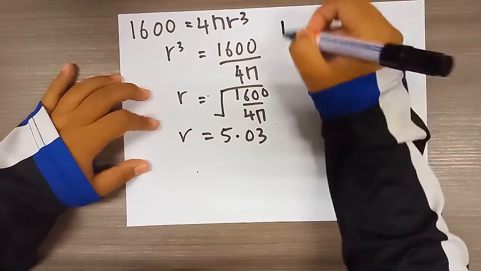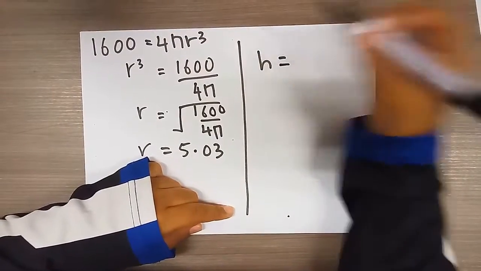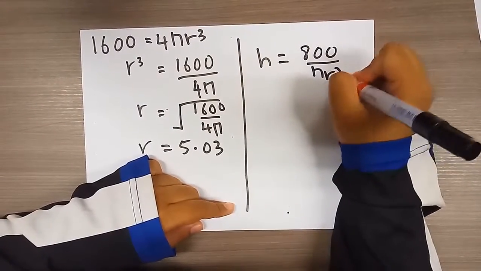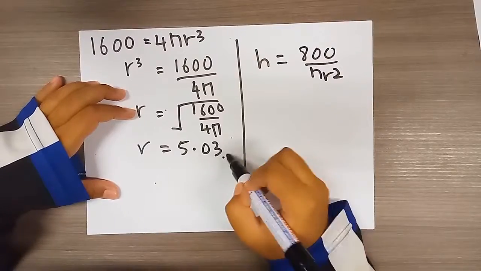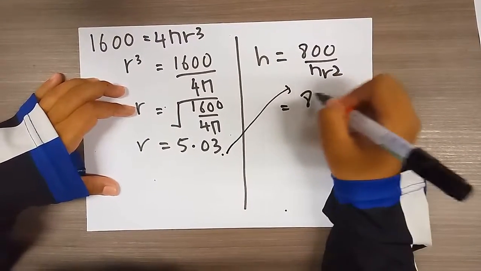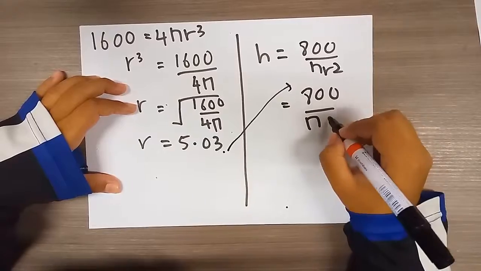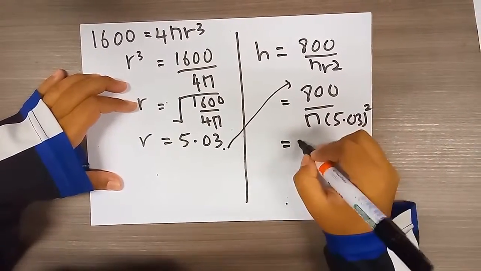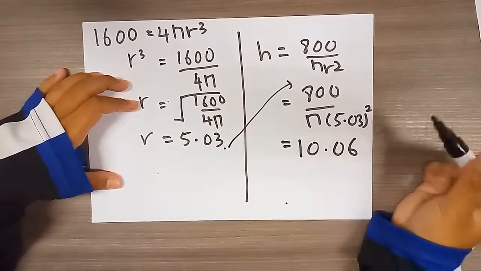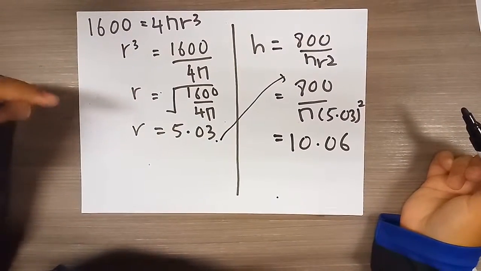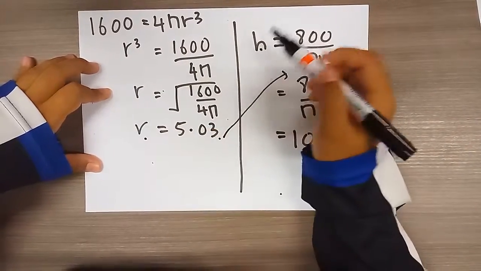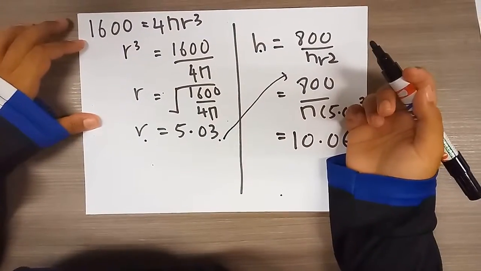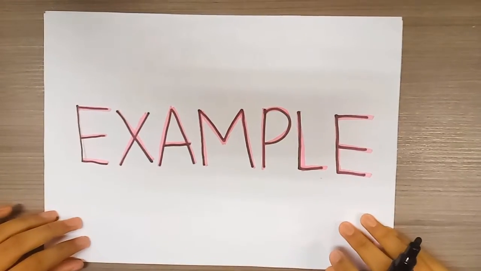So we substitute the r we found over here, so we get the value of h. The h from the first equation is 800 over πr². So substituting the r here, we get 800 over π times 5.03 to the power of 2. We get the answer 10.06. So that's it. We get the values of r and h, which are the dimensions that will minimize the surface area of the cylinder. Thank you. Proceed to example 2.